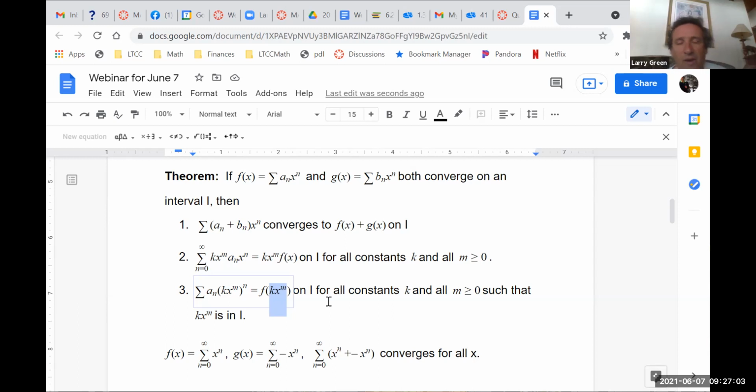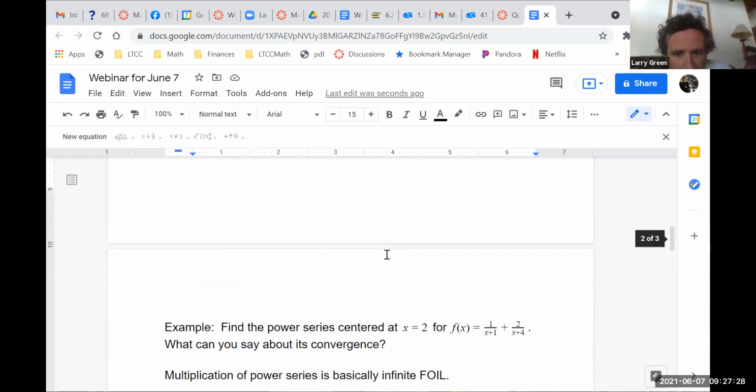You actually stay convergent on I. You may get more. For example, if k is 0, it converges everywhere. But you never lose convergence by doing this. Any questions on this theorem? Any questions? Okay.